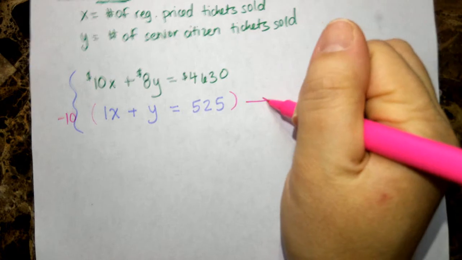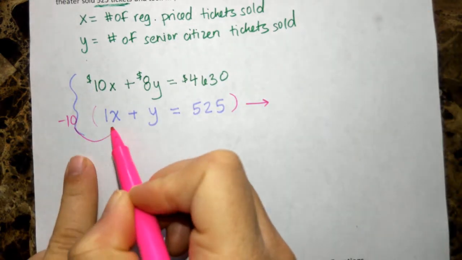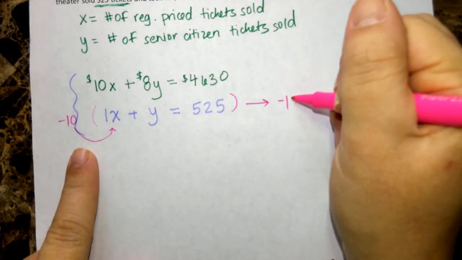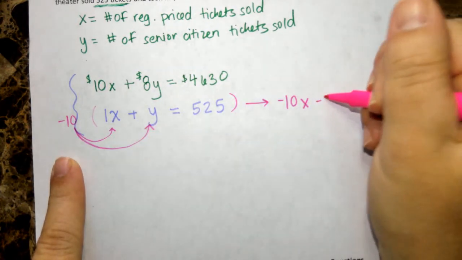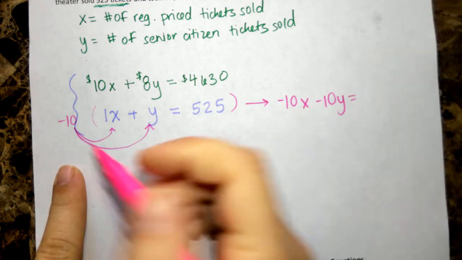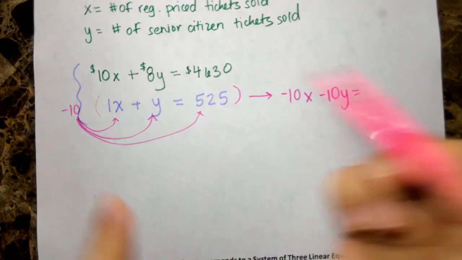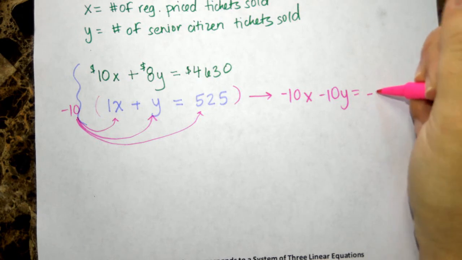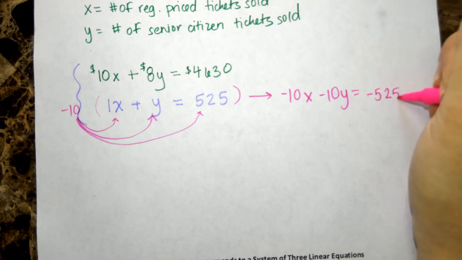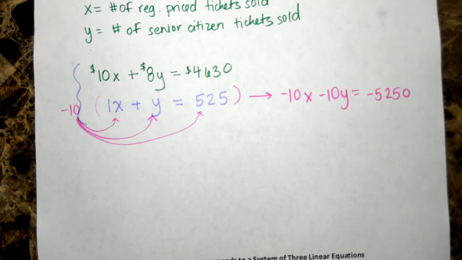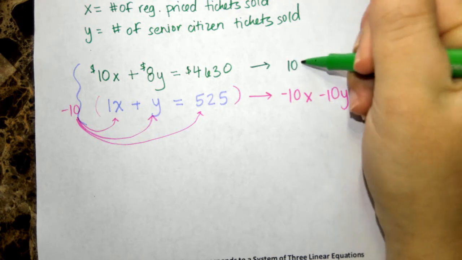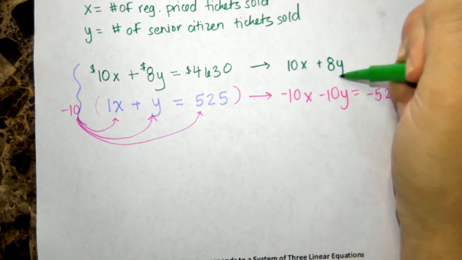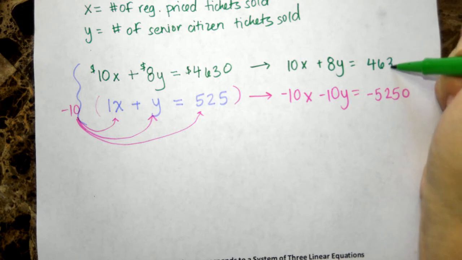So my second equation will be negative 10 times 1x, which is negative 10x. Negative 10 times y is negative 10y. And negative 10 times 525 is negative 5,250. Just add a 0. Okay. Now the first equation, I didn't change the first equation at all, so I'm just going to rewrite that right on top. 10x plus 8y equals 4630.